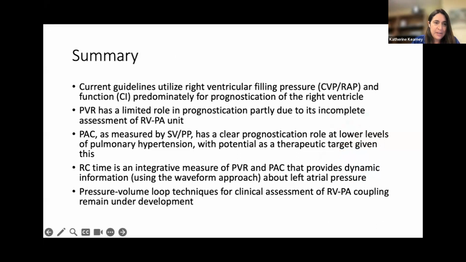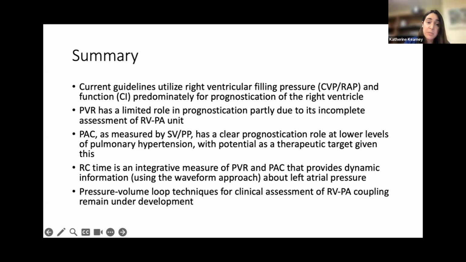So in conclusion, current guidelines utilize right ventricular filling pressure, CVP, and right atrial pressure and function predominantly for prognostication of the right ventricle. PVR has a limited role in prognostication, partly due to its incomplete assessment of the RV-PA unit. PAC, as measured by stroke volume over pulse pressure, has a clear prognostication role at lower levels of pulmonary hypertension, and this suggests potential as a therapeutic target.